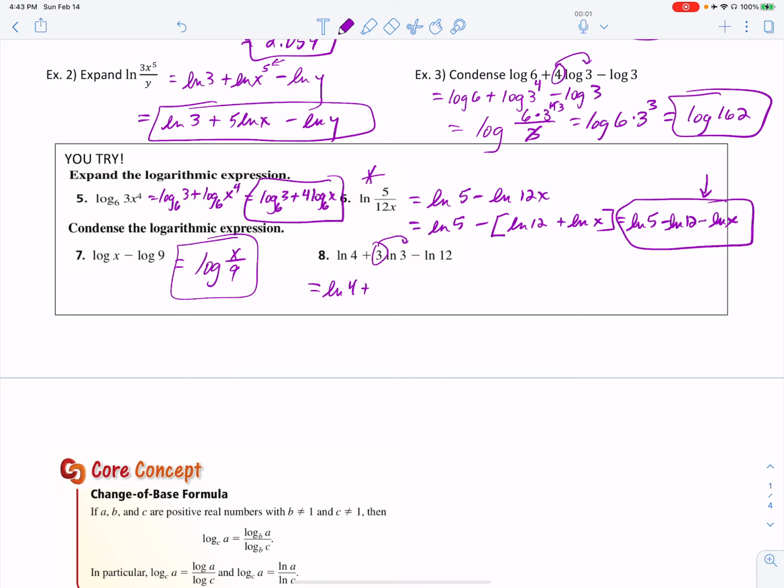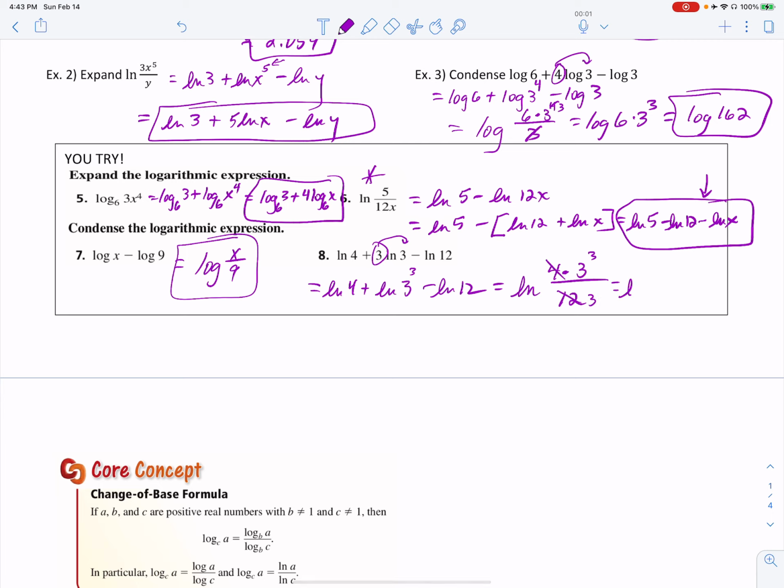In number 8, I don't want this coefficient of 3 out in front. So I'm going to do that reverse property where I make that plus natural log of 3 cubed. And then I have this natural log of 12 that I'm subtracting. And then that becomes natural log of 4 times 3 to the third all over 12.